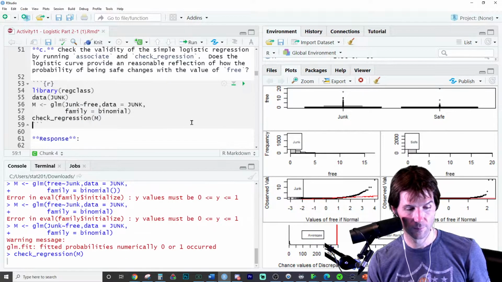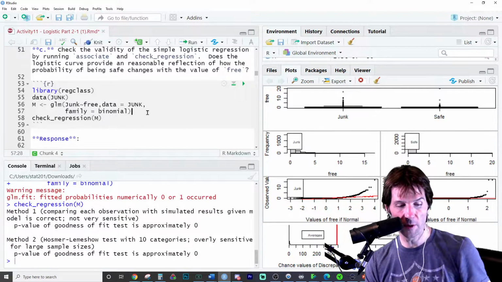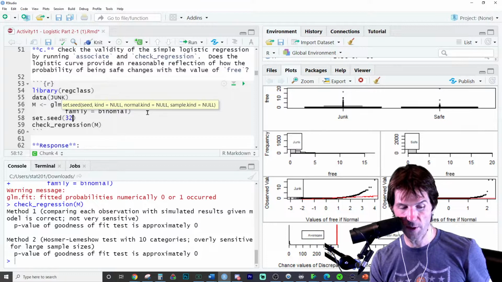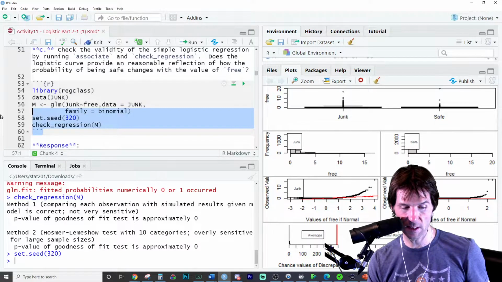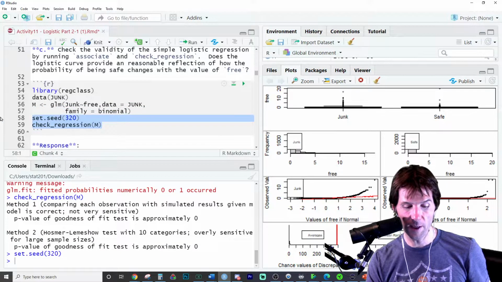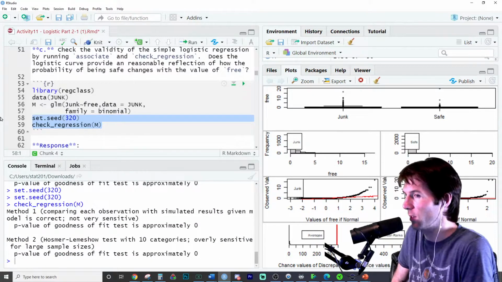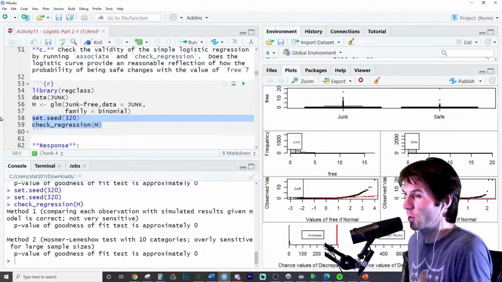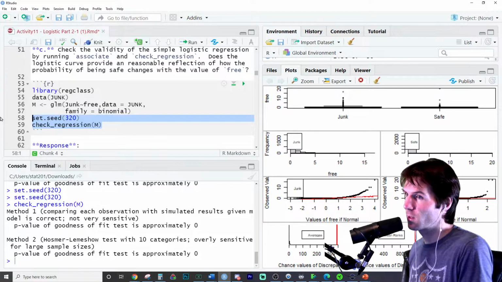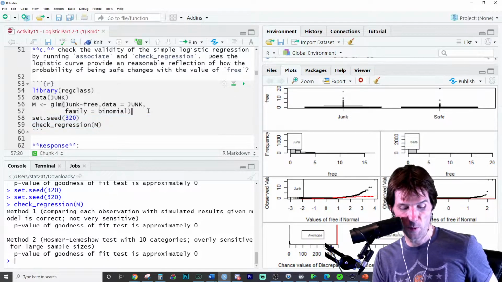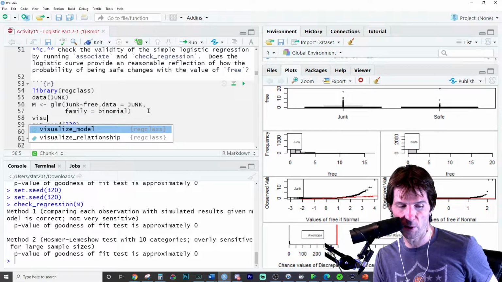There we go. And one thing I want to point out is that when you do this, especially for the take-home, you will have to run a set seed. This is coming back with a very bad value. This right here is not good news for us. This p-value on this check regression points to the fact that this model is not the proper fit for the data. And what model are we talking about? We're talking about this logistic curve we fit earlier on.